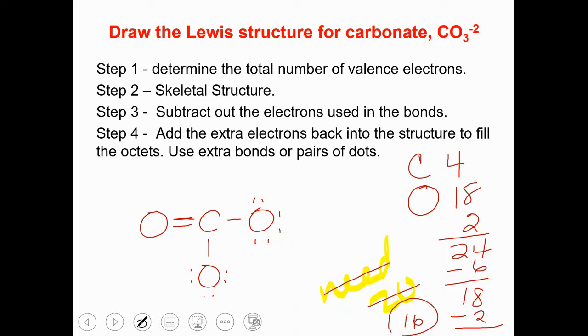This one only needs 4 more. 1, 2, 3, 4. And the carbon doesn't need any because it has 4 bonds times 2 electrons each. So that's a total of 8. So this is one of the possible resonance structures. And you can see that the oxygen that had the double bond only needs 4 dots, and the other 2 each need 6. So that's a total of 16.